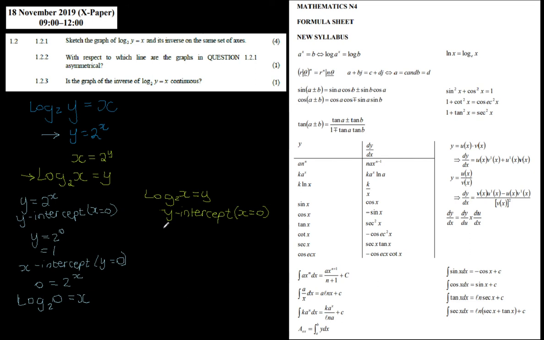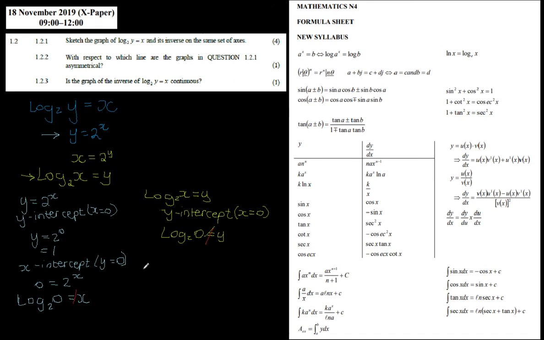So again, if I replace in, it's going to be log base 2 of 0 equals y, and we know that we cannot do a log here, it will give me an error. So again, both of these will not work out for us. This one does not cut my x-axis and this one does not cut my y-axis.